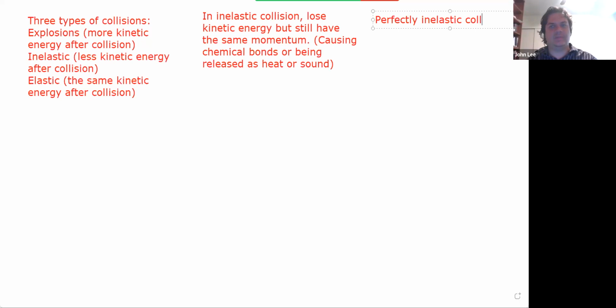And then you also have a perfectly inelastic collision, where both bodies stick together after the collision. And this is the lowest kinetic energy you can get to.